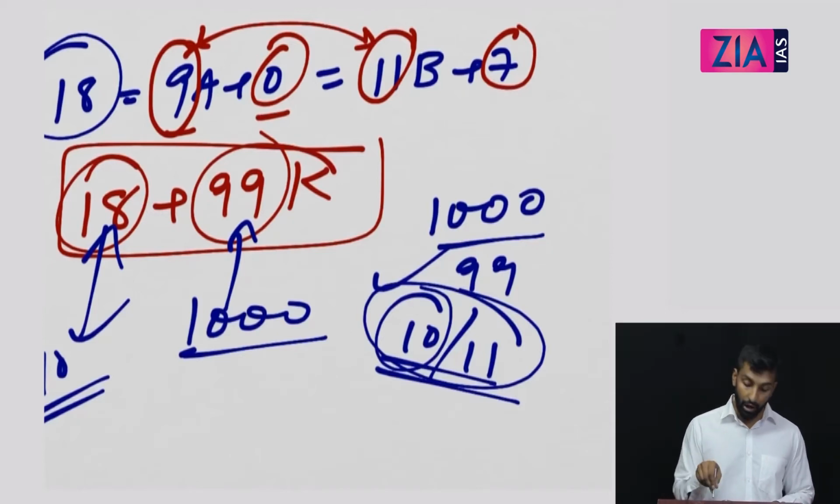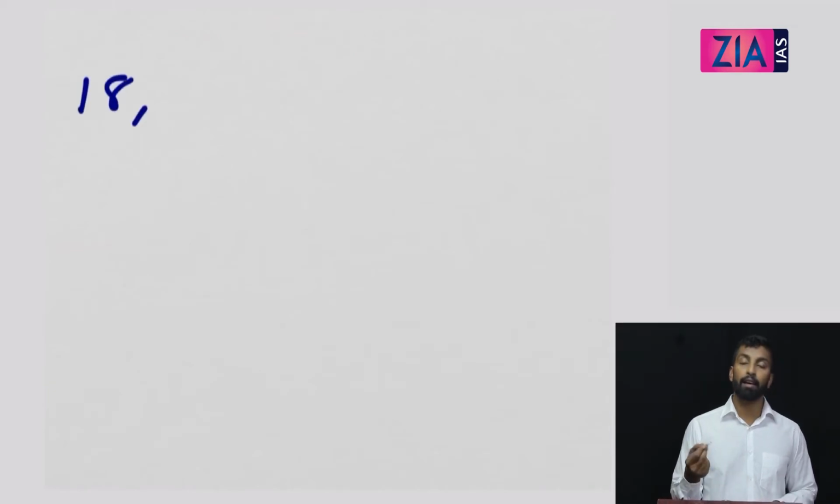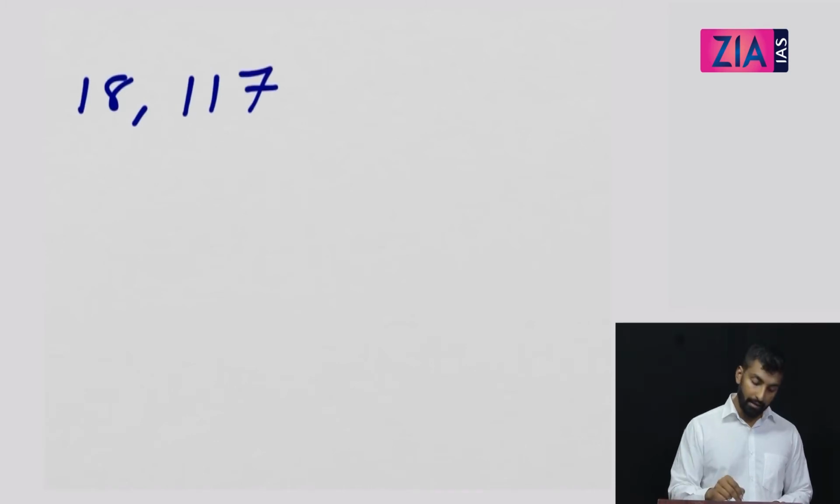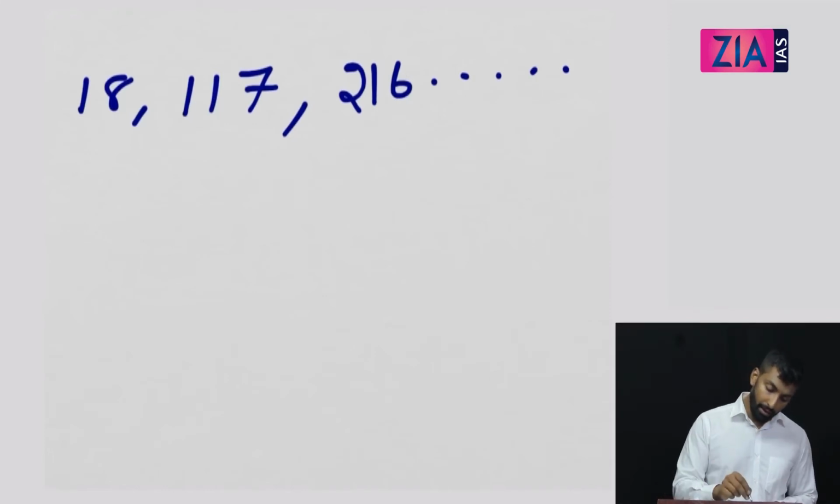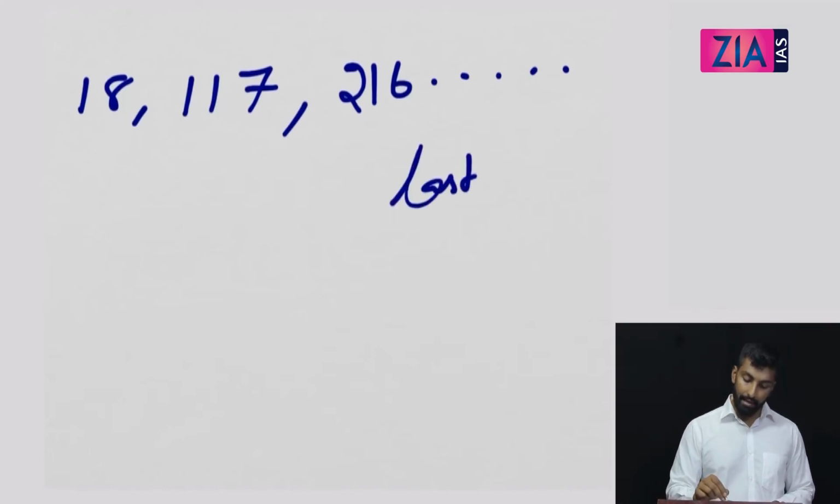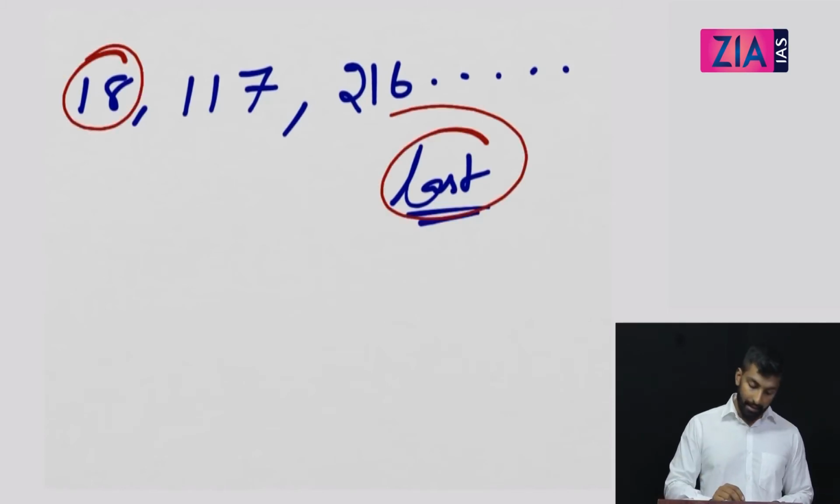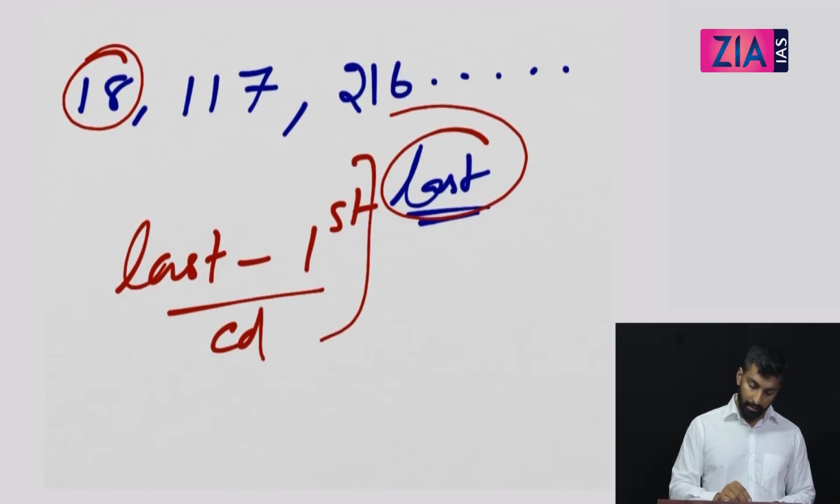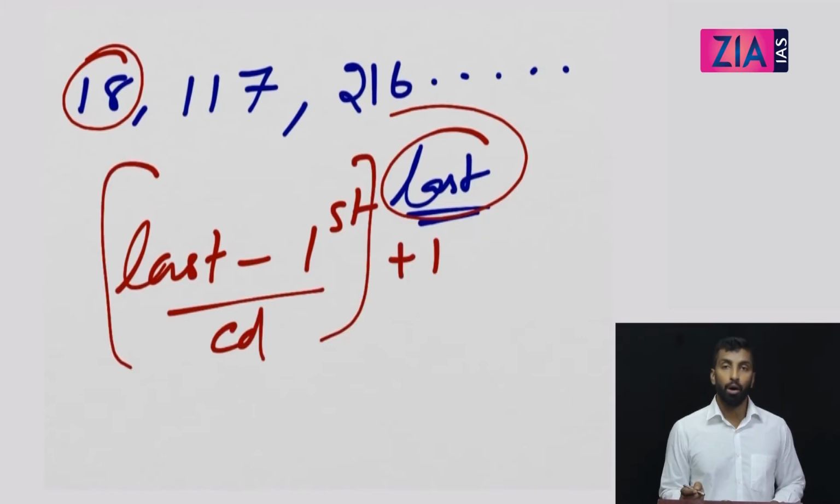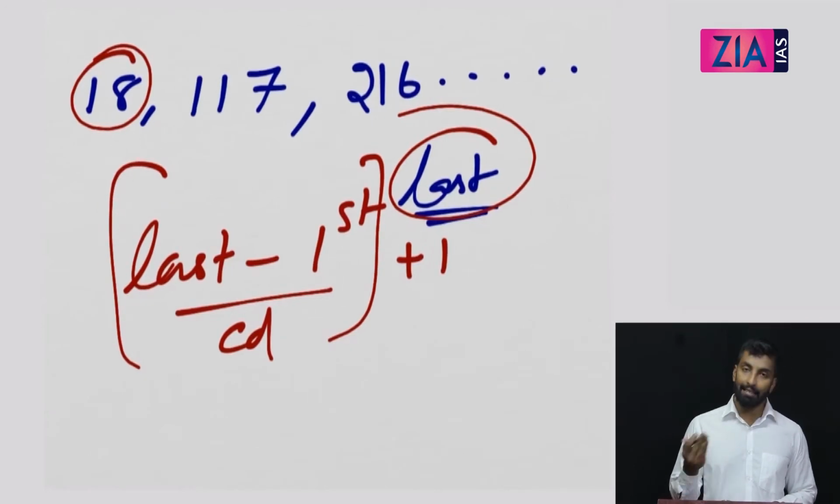If both are there, you need to solve it, right? So how will you solve it? What is the first number? First number is 18. Next number will be increasing in steps of 99, right? That will be 117. Then it will be increasing like 216, etc. It will go. Then you can find the last term, right? So after getting first and last, your answer is ready. You know the number of terms in an AP is last minus first divided by common difference, plus 1.